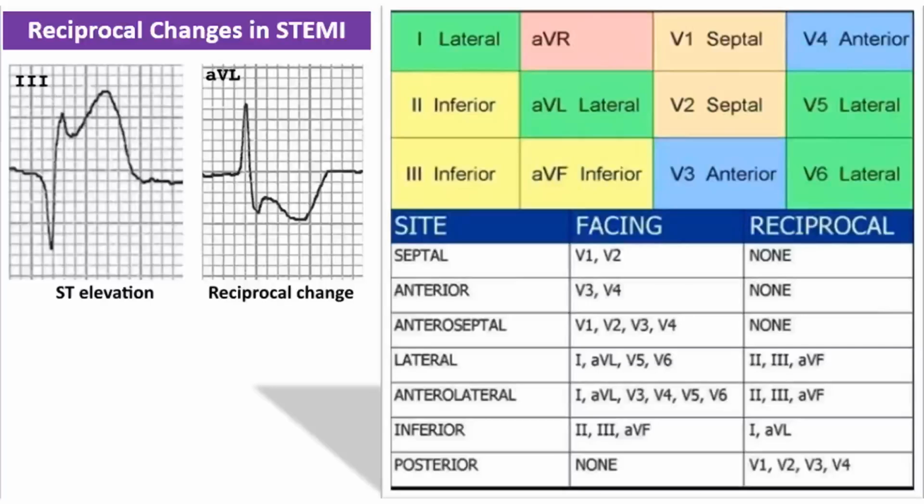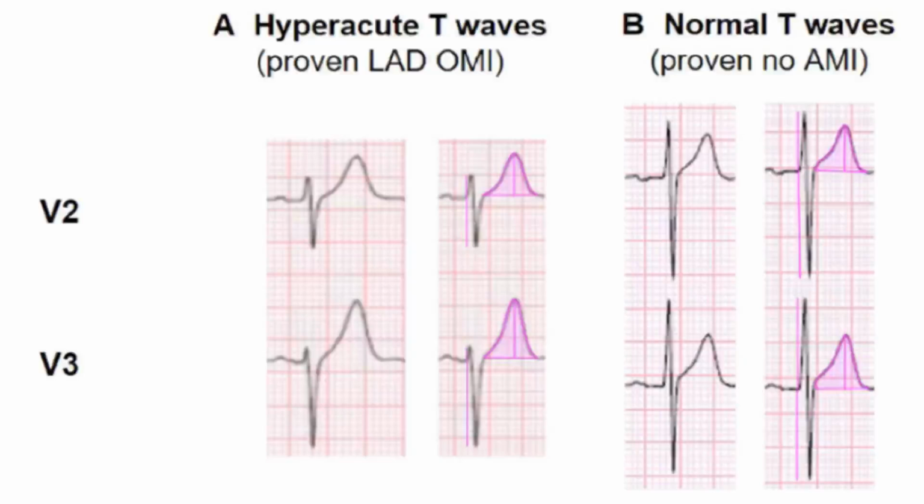Furthermore, the presence of reciprocal changes, which are ST depression in leads opposite to those showing ST elevation, can reinforce the diagnosis of MI. These reciprocal changes occur because the ECG captures the electrical difference between injured and uninjured tissue. In some cases, especially in the early stages of MI, hyperacute T waves may be present, which are peaked and broad-based, representing the very beginning of myocardial injury.